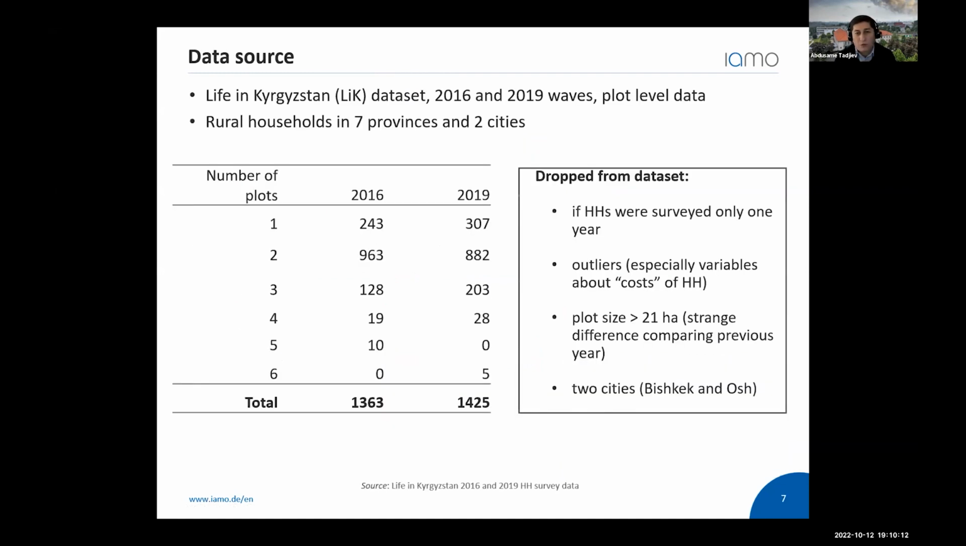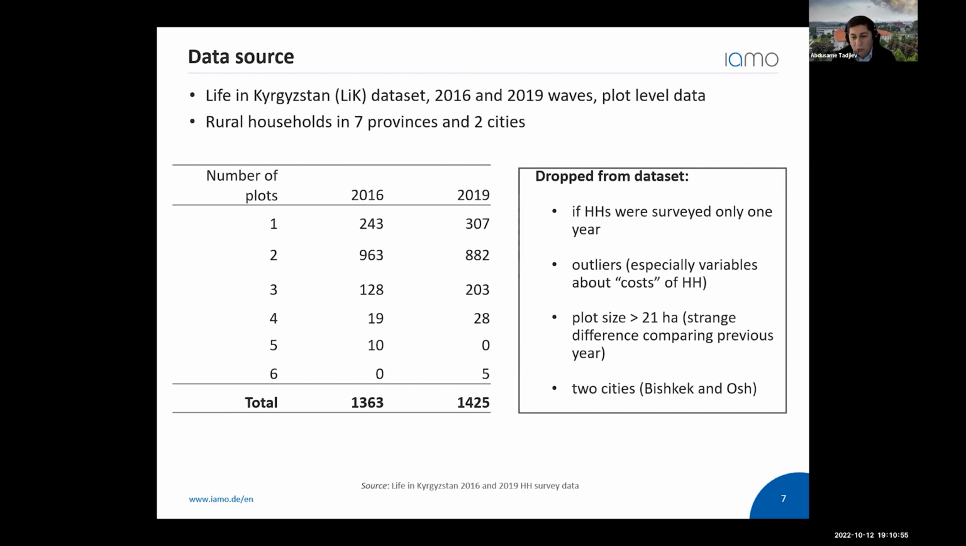We use only two waves, 2016 and 2019. The Life in Kyrgyzstan data is conducted from 7 provinces and 2 cities. But in our study, we had to drop some observations from the dataset, because we only focus on households surveyed in both years, 2016 and 2019, and we dropped households if they participated in only 1 year.